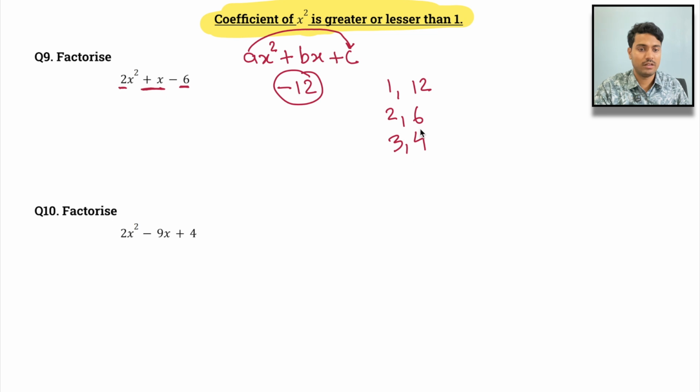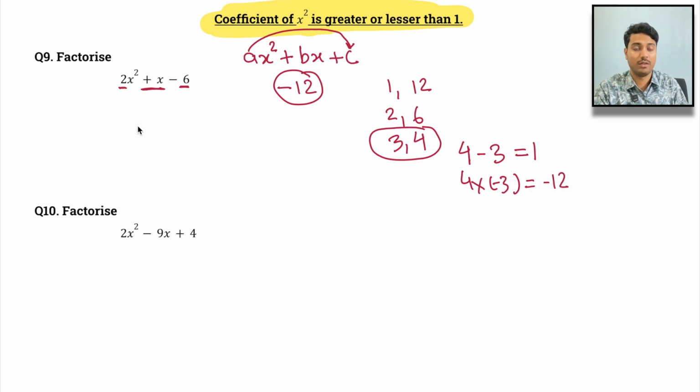So we can use 3 and 4 here because 3 into 4 is 12 and only 3 and 4 can give us 1. So 4 minus 3 will give me 1, which is the middle term, 1x, and 4 multiplied by minus 3 will be negative 12. Hence I can use 4 and negative 3, but I cannot write 4 and negative 3 directly. This method is also known as the middle term split method.